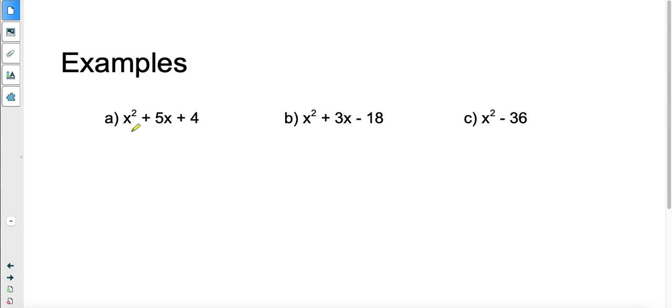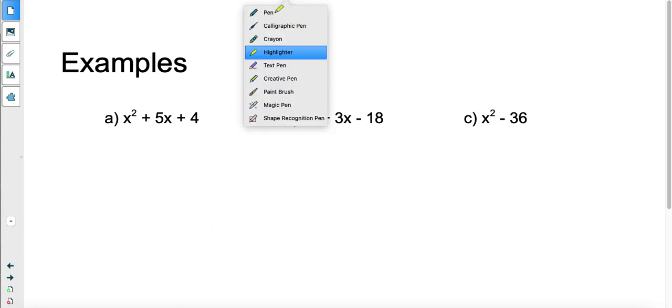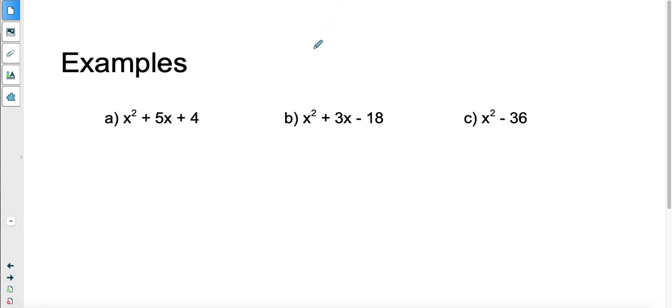Okay, let's start with the first one. Again, we need to figure out what we need to multiply by what to get x squared plus 5x plus 4. What I like to do in these types of problems is start with the number by itself, 4. Remember, we need to think about what two numbers multiply to give me 4 and add to give me the number in the middle, 5. So I always like to start with what numbers multiply to give you 4.